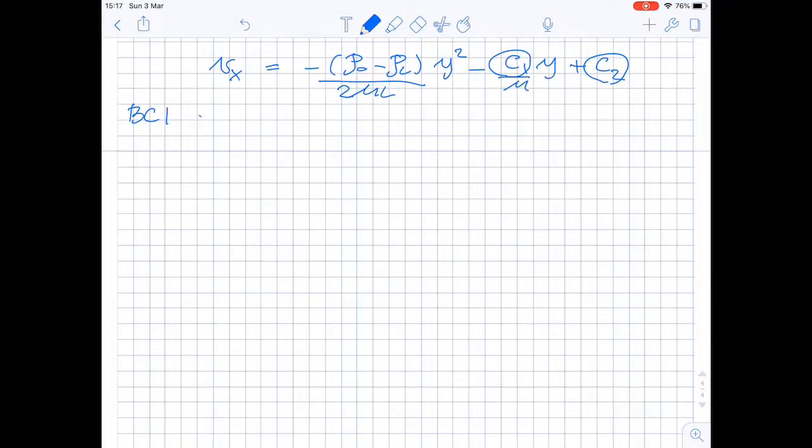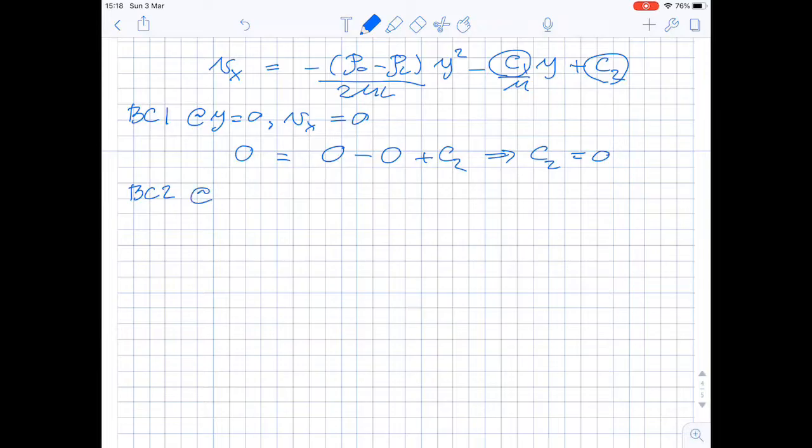First boundary, at y equal to 0, Vx is equal to 0. So 0 on the left, y equal to 0, that means the first term is 0, the second term is 0, plus C2. So you get C2 equal to 0.